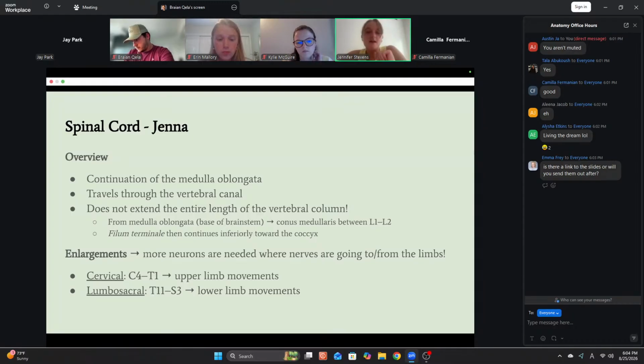And then once it goes there, the filum terminale is what continues on to your coccyx. So brief overview there. It doesn't stay the same thickness as it goes down the vertebral column. It has enlargements, which I think also makes sense if you think about it from a bigger picture, that it gets thicker when you need more nerves and neurons around where you need to control your arms and legs. So there's a cervical enlargement, which is where you'll have all the nerves that control your upper limbs, and then a lumbosacral enlargement, which is where you'll have all the nerves that control your lower limbs. So those are T4 to T1, T11 to T3.